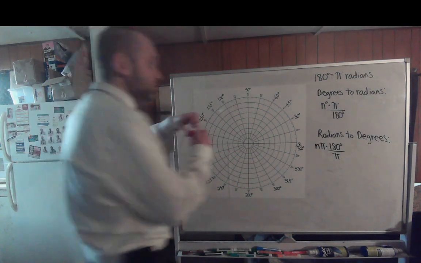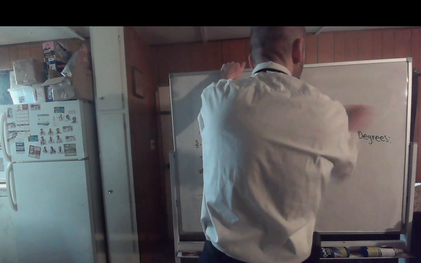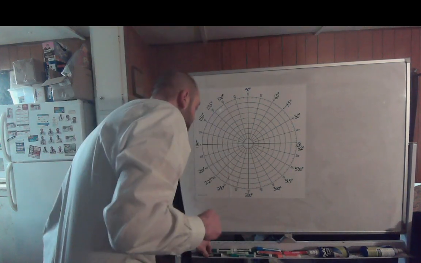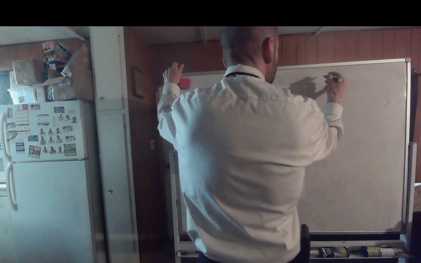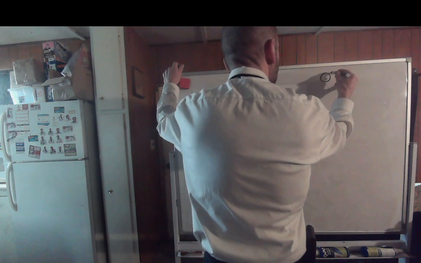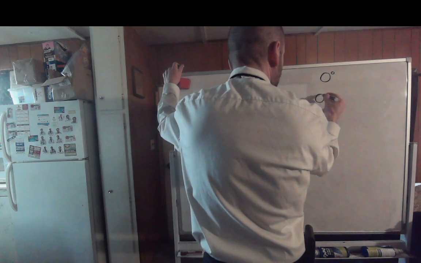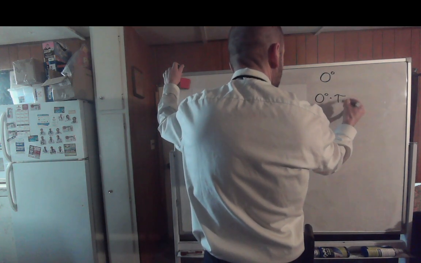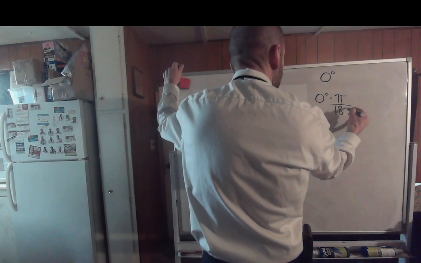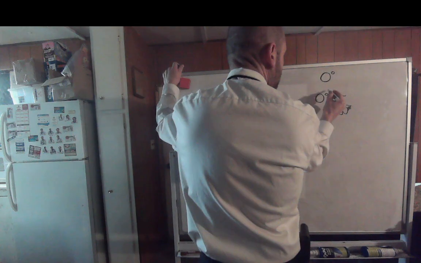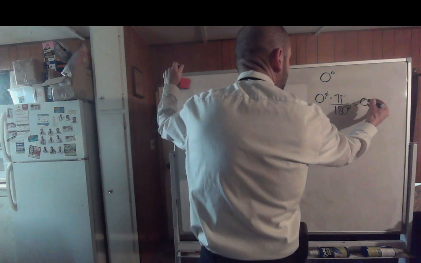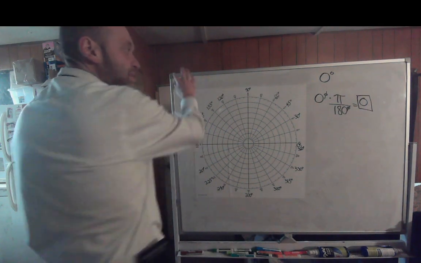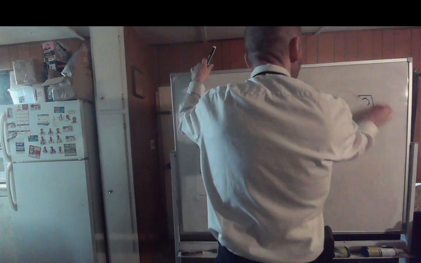Now, let's do some examples here. Let's start with some very basic ones. I think it's obvious 0 degrees would be, of course, you take 0 degrees times pi over 180 degrees. Your degrees are done, you would just get 0 radians. So 0 degrees is also 0 radians. Easy enough, right? Okay.